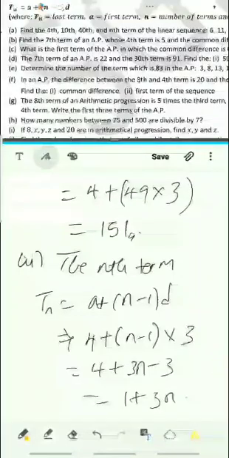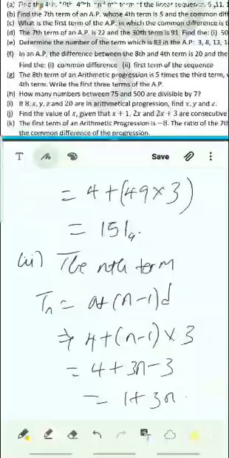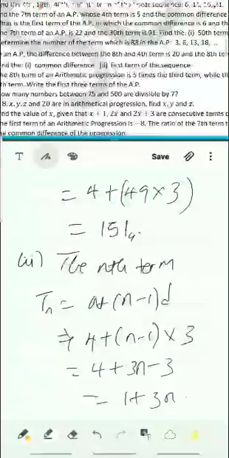Okay, so these are just the basic ways of solving anything that concerns linear sequences. I want to believe that at the end of this tutorial, for those of you that have not mastered it before, you should be excellent solvers of this particular topic. It's no more than this. Okay. E. Determine the number of terms, which is 83 in the AP.